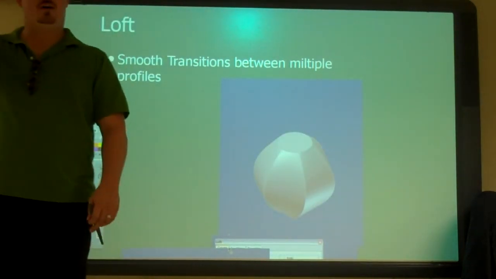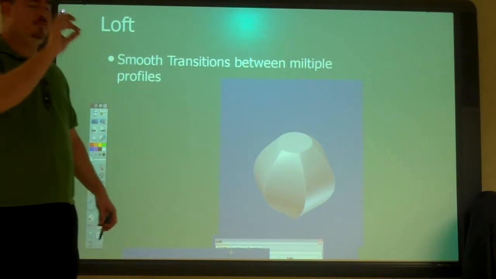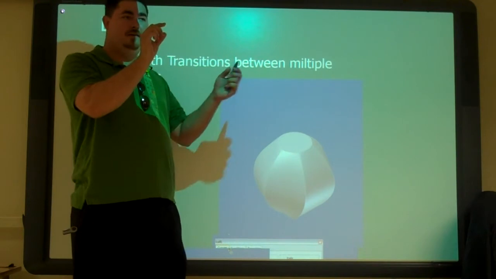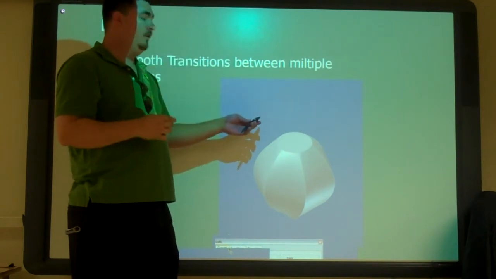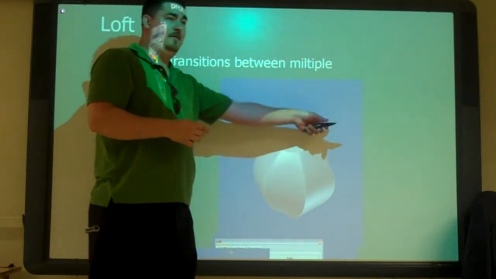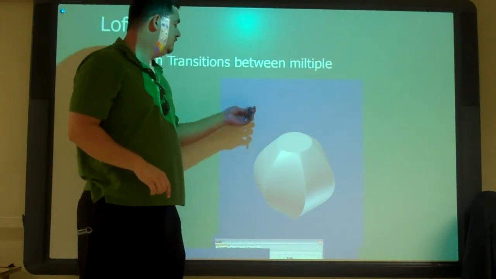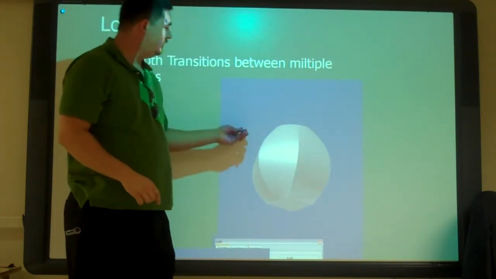When you're picking your profiles, you want to pick the same type, same area on each one, because depending on where you pick, it might twist it. So if you picked here and there, it would want to twist where those first points were. So that's kind of the bottom look.